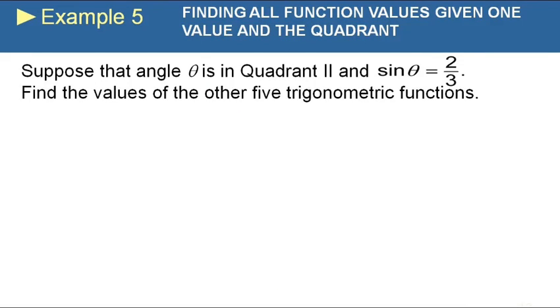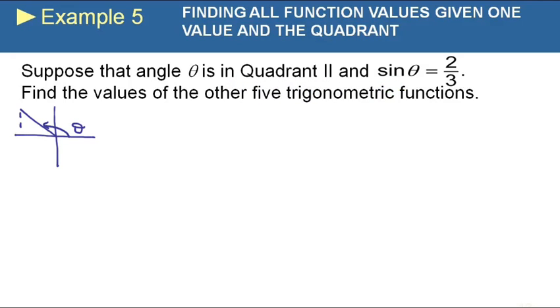For example 5, suppose that angle theta is in quadrant 2 and the sine of theta is 2/3. Find the values of the other 5 trig functions. Now, I've drawn the angle and it's in quadrant 2. It really doesn't matter how big it is. It only matters that it's in quadrant 2 because that's all they told us.